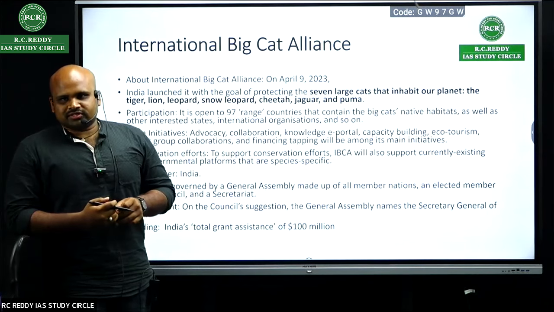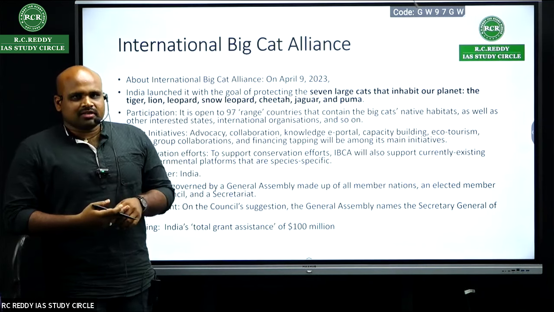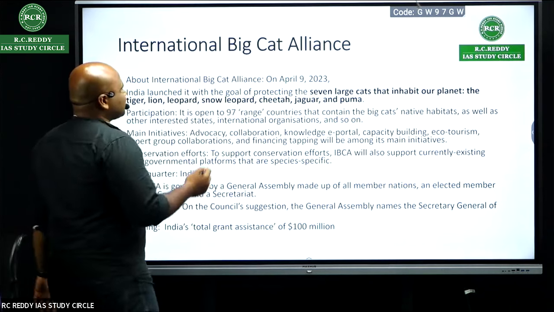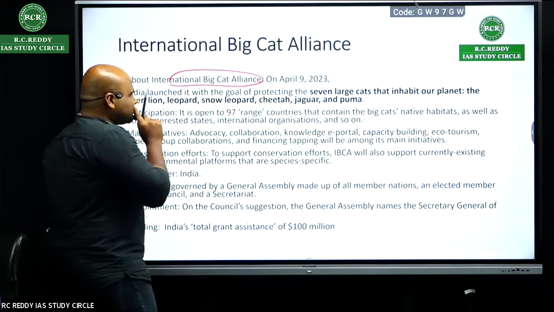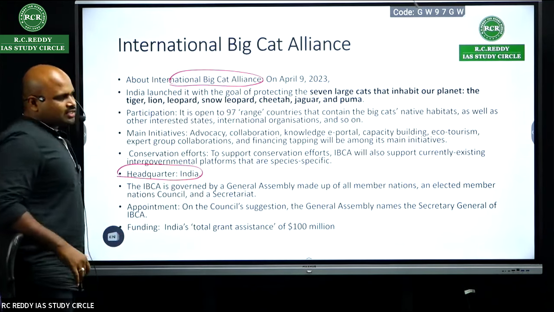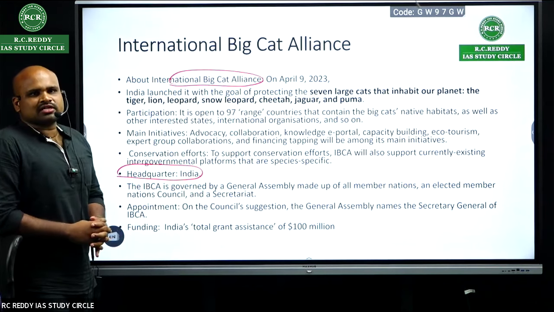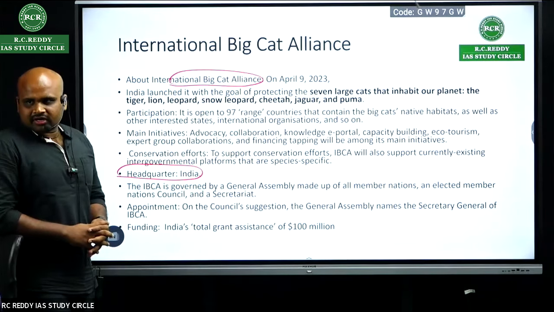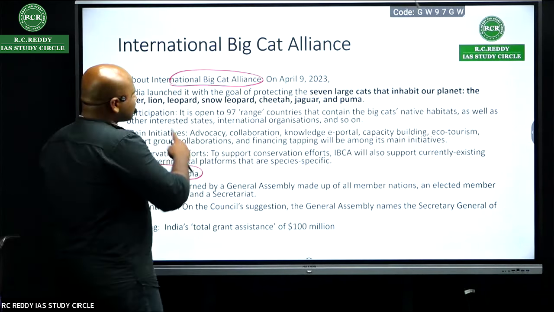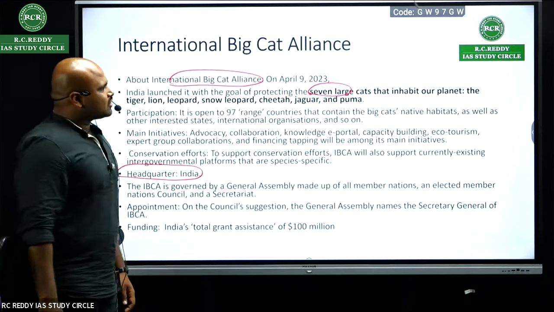Which cat species? Big cat. Big cat, right? So definitely be ready with this. IBCA, it's an initiative. And what is the specialty of IBCA? The specialty is that the headquarters is in India, right? Where is the headquarters of ISA, International Solar Alliance? India. Please remember this, right? Then when we talk about the cats which are covered here, we have seven. Which all are there?